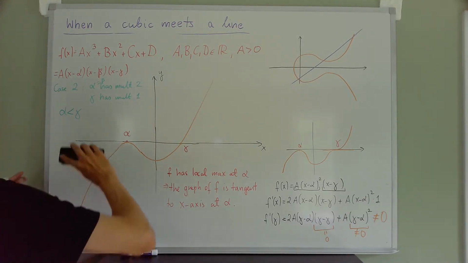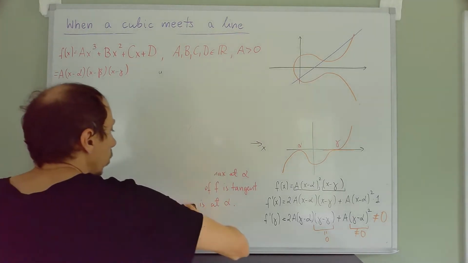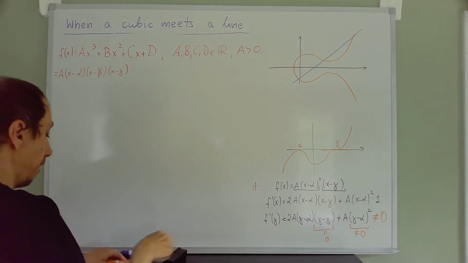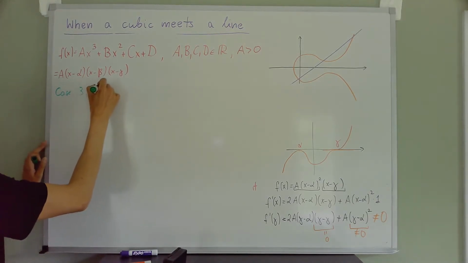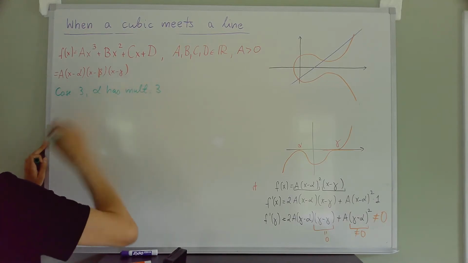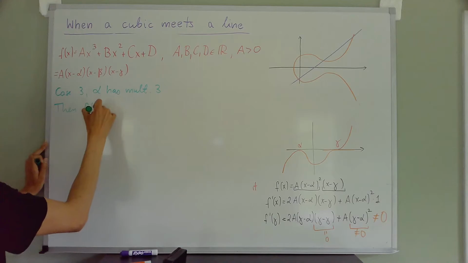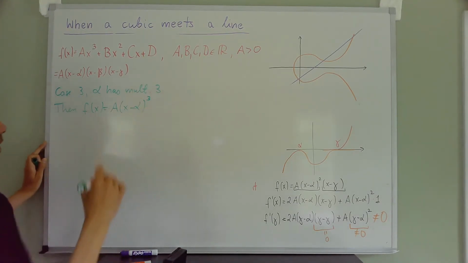The last case that we have is the case where we have multiplicity 3. But that's actually easy. So case 3, alpha has multiplicity 3. Because then f of x is just a times x minus alpha cubed.